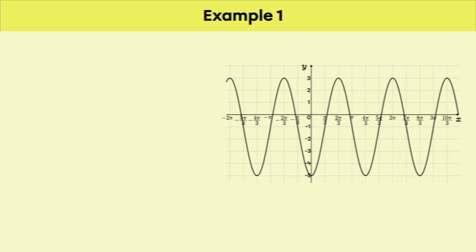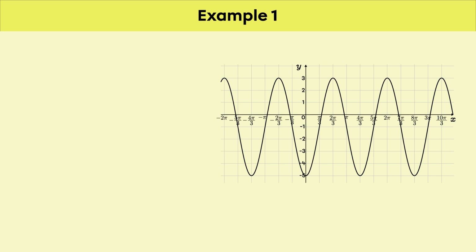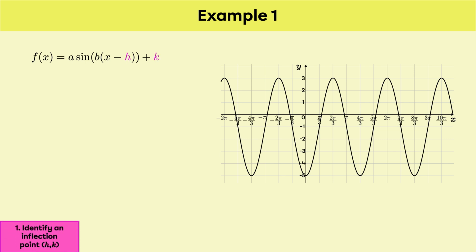Let's look at the first example. Consider the following sinusoidal function. To find its rule, the values of parameters a, b, h, and k must be determined. Let's start by determining h and k by sketching the axis of oscillation, or midline.